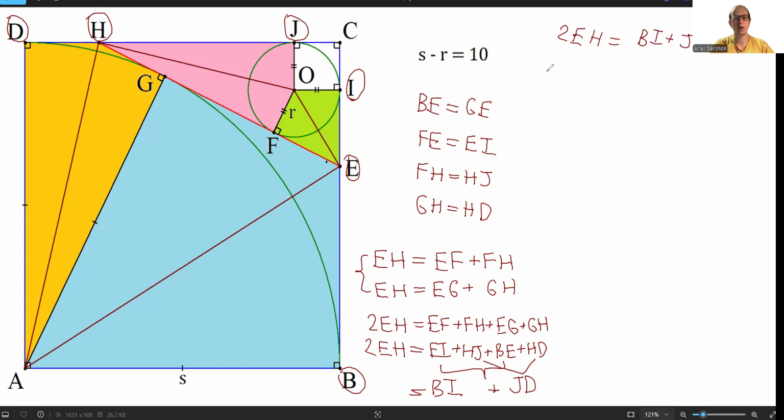But now, what is BI equal to? Well, it's almost equal to the side length of the square. And there's just this part over here, which is equal to the side length of the smaller square. But the side length of that smaller square is the same as the radius of the smaller circle, which is r. And what's the side length of the large square? Well, it's equal to s.